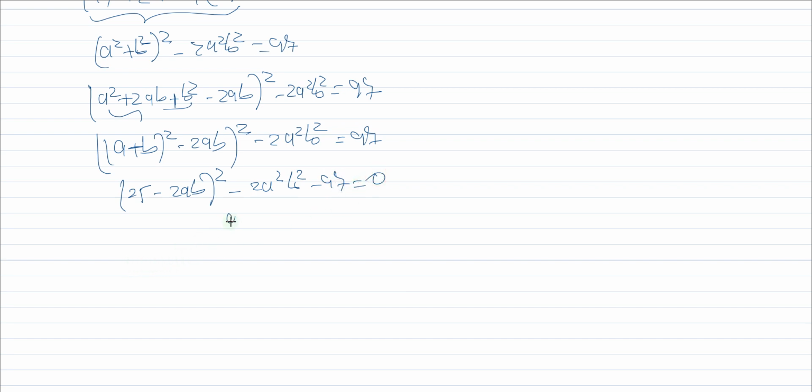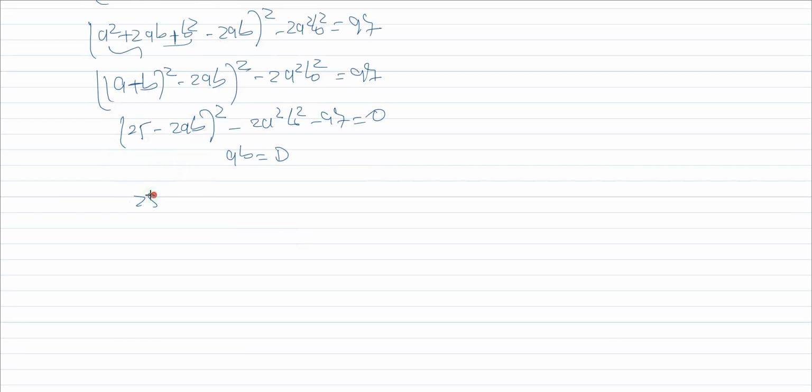So guys, let's say that ab is equal to d. Let's make this substitution. So we're going to have 25 minus 2d, squared, minus 2d squared, minus 97, and this is 0. Expanding this power, we have 625 minus 100d plus 4d squared, minus 2d squared, minus 97 equals 0.